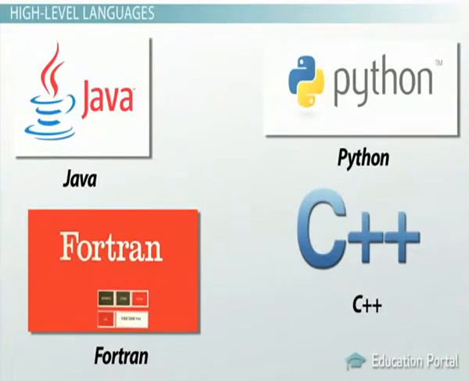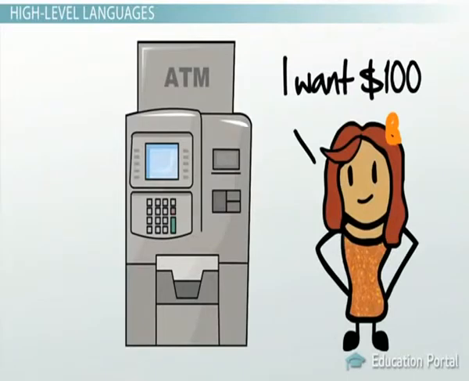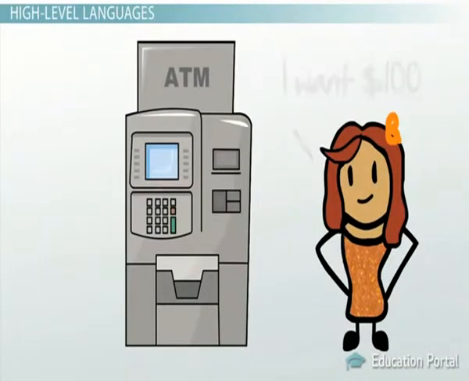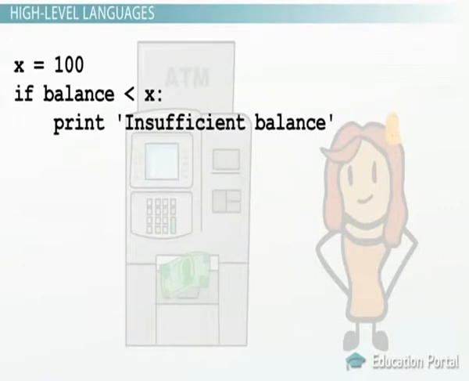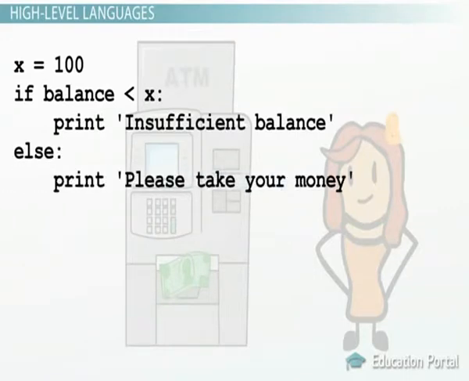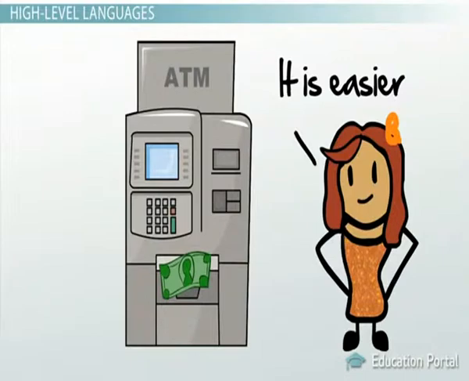To get a flavor of what a high-level language actually looks like, consider an ATM machine where someone wants to make a withdrawal of $100. This amount needs to be compared to the account balance to make sure there are enough funds. The instruction in a high-level computer language would look something like this. X equals 100. If balance less than X, print insufficient balance, else, print please take your money. This is not exactly how real people communicate, but it is much easier to follow than a series of ones and zeros in binary code.